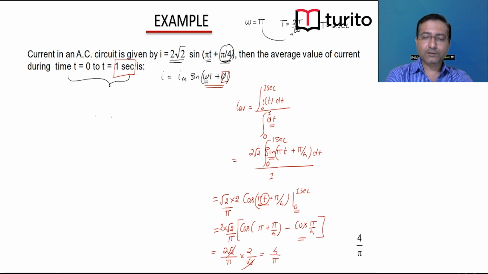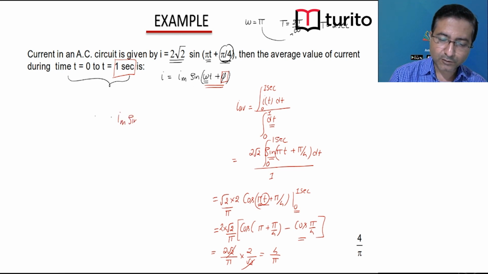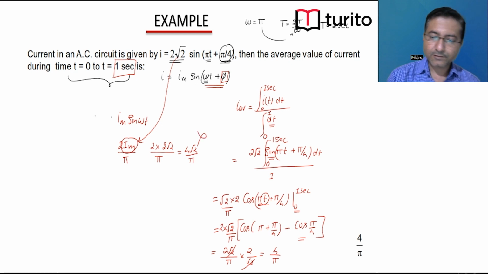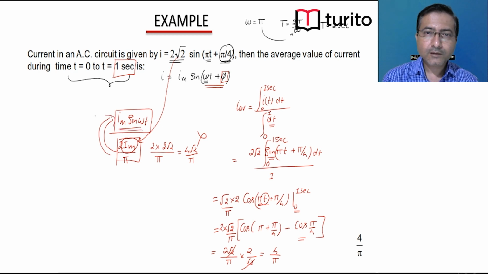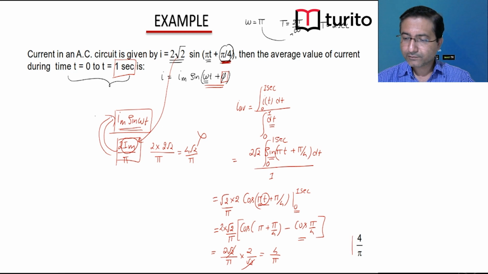Okay, so this answer is different to what we derived for Im sine omega t. That was 2 Im by pi, and you can see that if I substitute Im as 2 root 2 into 2 divided by pi, we are getting 4 root 2 by pi, which is wrong. So do remember that whatever you are writing directly, for which situation it is derived. As this formula is derived for this situation, it can be used for this situation only. Here we have additional term, that is pi by 4. So we are again solving it completely to get the value of average current, right?